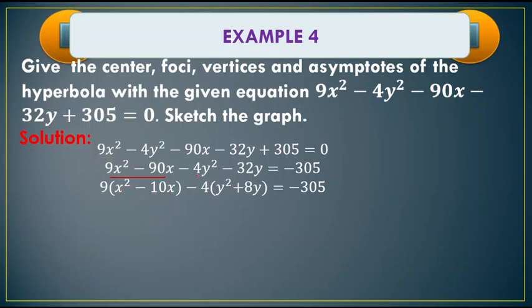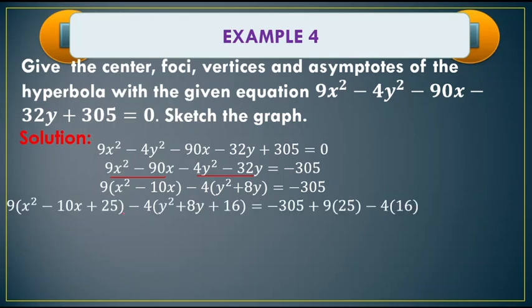And then, ganun dito kay y term. So, yung negative 4y squared minus 32y. Ang gawin lang din natin dyan ay i-factor out si 4, kasi they are both naman divisible by 4. So, is equal to negative 305. And then, dito na tayo ngayon sa loob ng parenthesis mag-work out ng ating mga solutions o sagot.